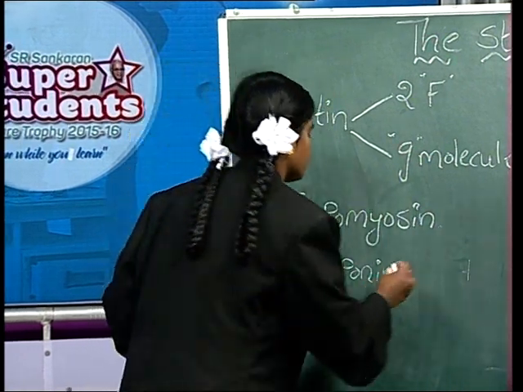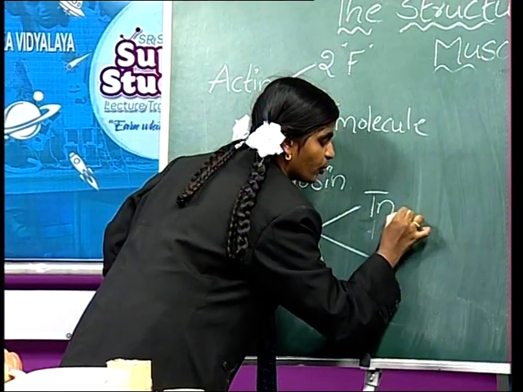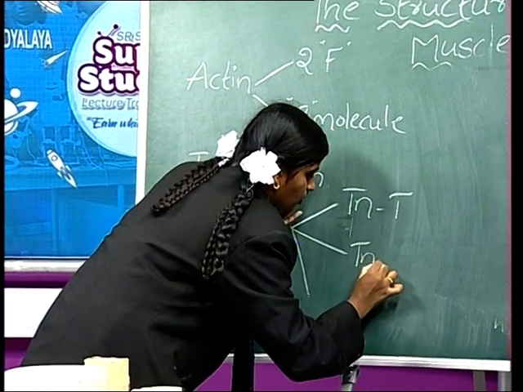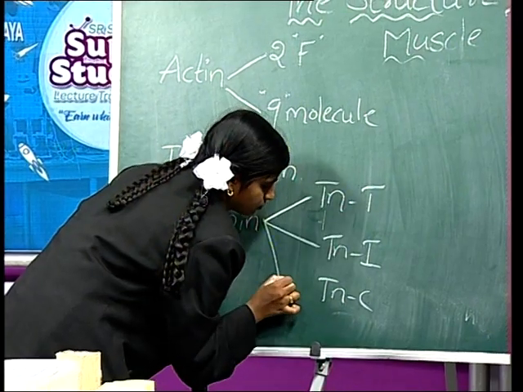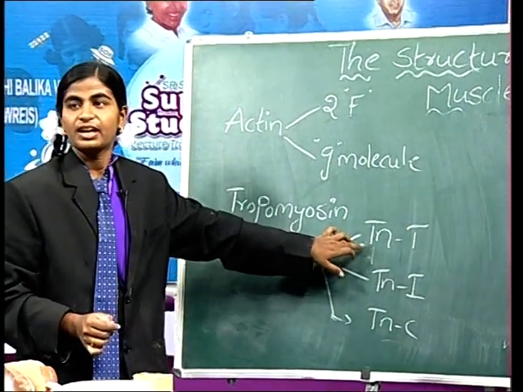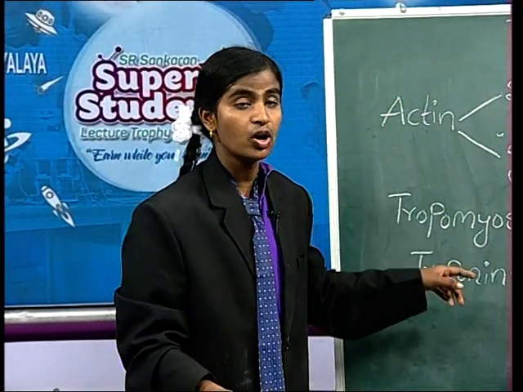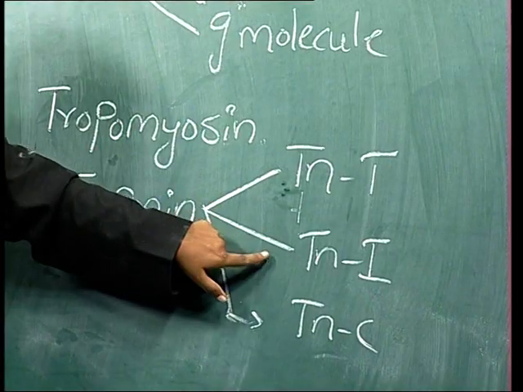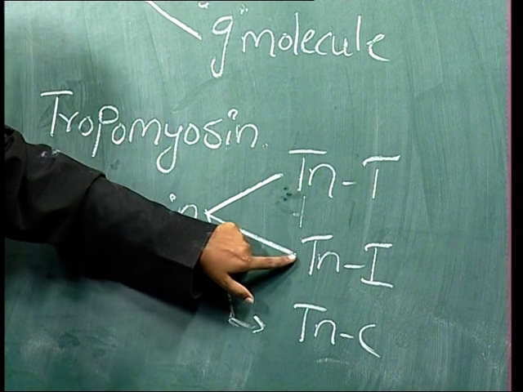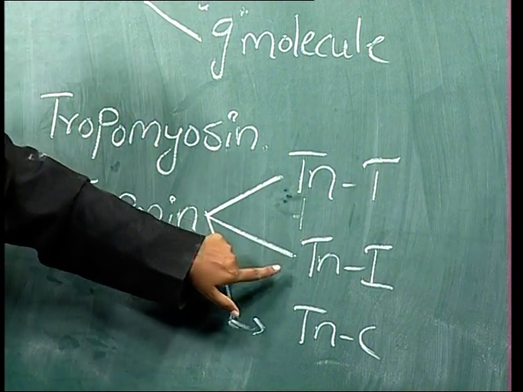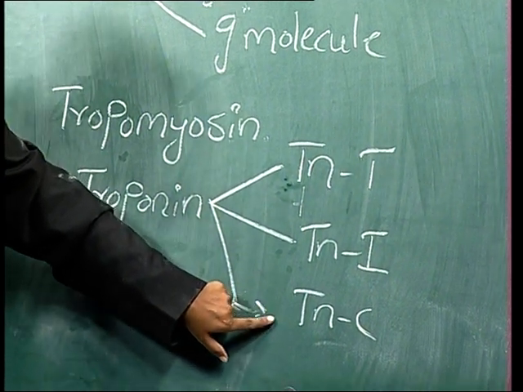Those chains are troponin T, troponin I and troponin C. Here troponin T binds with the tropomyosin, so it is called troponin T. Troponin I prevents the myosin head from binding to the actin sites, so it is troponin I. And troponin C binds with the calcium ion, so it is troponin C.